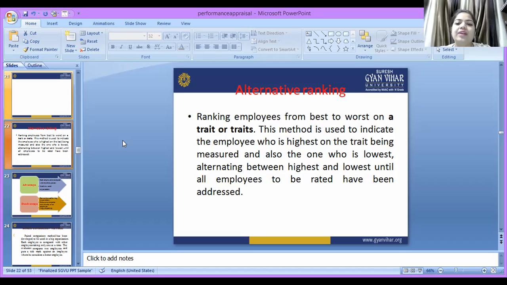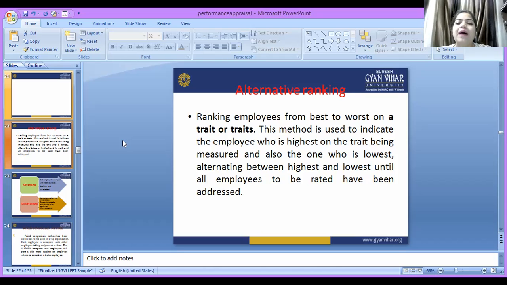Suppose we have five employees. From the five, 2% or 3% are at the top level, that means the 2% at the top, and one is low. So between the three of them, we will again rank them. One position is the highest, and another position is the lowest. Until all the employees to be rated have been addressed, we will do the alternative ranking.